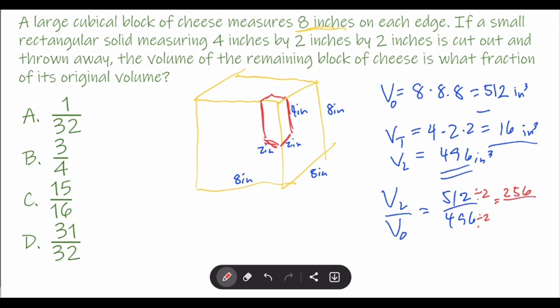And then 496, so half of 400 is 200, and half of 96 is 48. So you just keep on dividing until we get the simplest form. So half of 256 is 128.